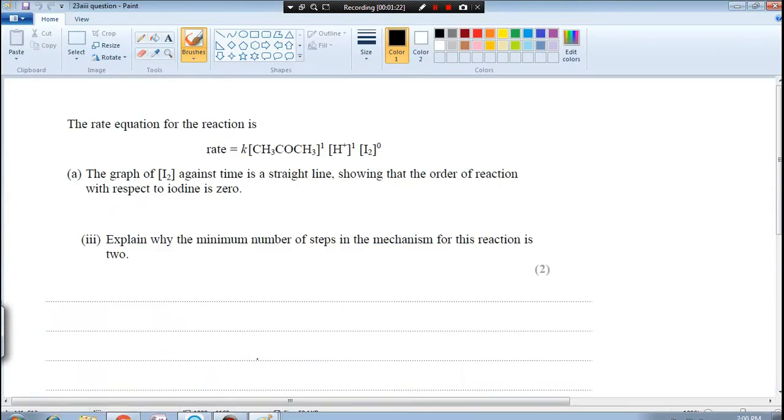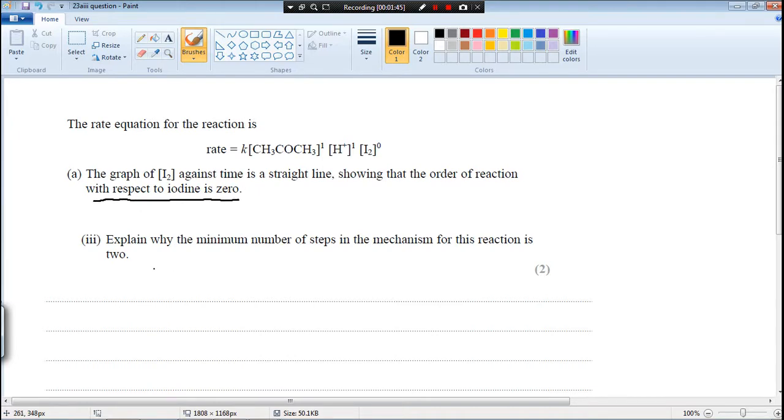Let's get started. This is the question that we're gonna solve today. The rate equation for the reaction is given over here. The graph of I2 against time is a straight line, showing that the order of reaction with respect to iodine is 0. The question asks us to explain why the minimum steps in the mechanism for this reaction is 2. The total mark for this question is 2.